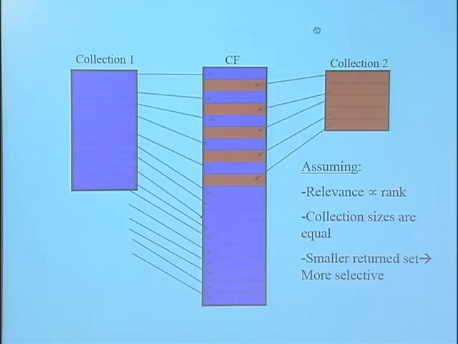And we interleave them in this way, and then collection 1 is simply returning more documents. It's being less selective, so its second tier falls at the bottom.